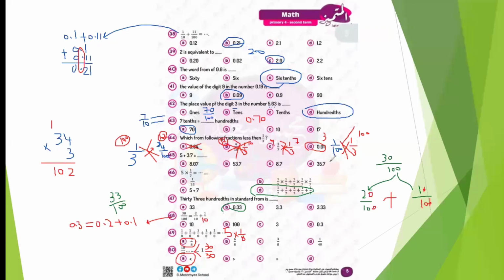I forgot to solve 45, so let's solve it. 5 plus 3.7. I can add 5 plus 3.7. When I add, I put the whole numbers on each other and the decimal part on the other side. Now, 0 plus 7 equals 7 and 5 plus 3 equals 8. So the answer is 8.7. Or I can add the wholes together. 5 plus 3, 8, and the decimal number will be 8.3. So the answer is C.